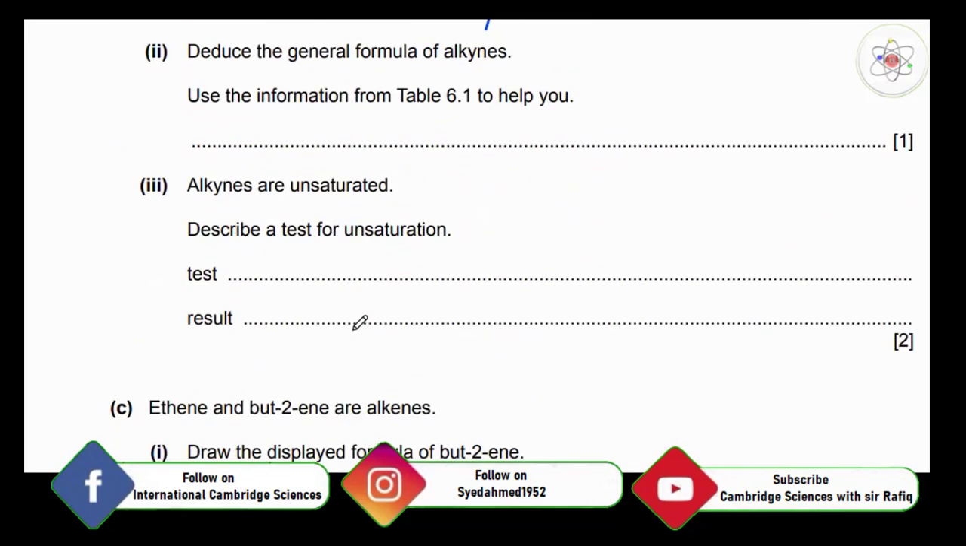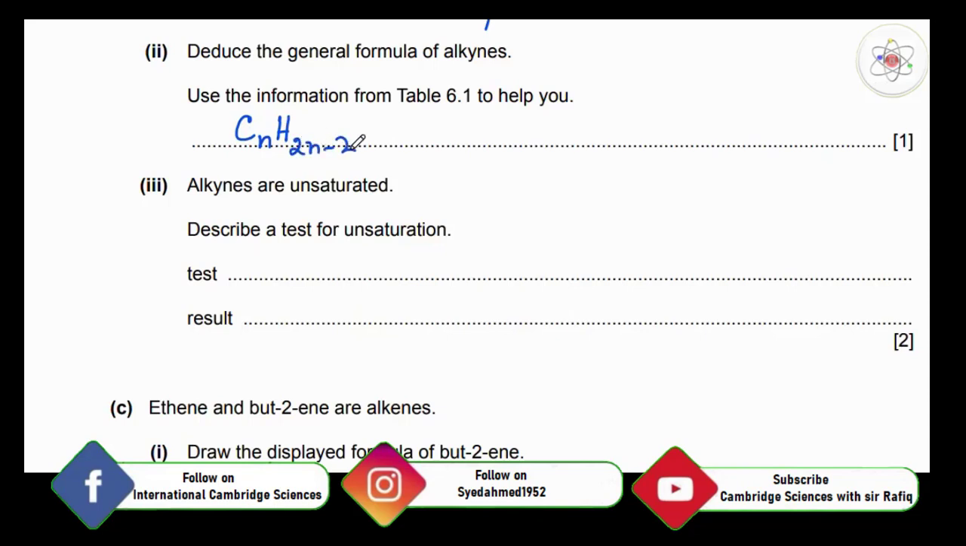Deduce the general formula of alkynes. Use information from table 6.1 to help you. So if you go into the formulae of alkynes given in the table, you will find that whatever the number of carbon atoms, hydrogen is 2 less than double, so 2n minus 2.